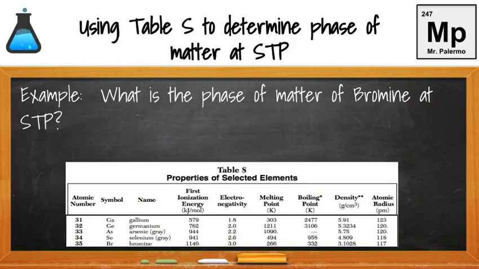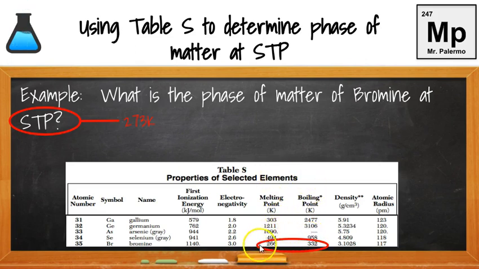Okay, now let's look at using Table S to determine what phase of matter a substance is in at standard temperature and pressure, STP. So here's an example. What is the phase of matter of bromine at STP? First, what I would do in a question is circle STP and write the standard temperature from Table A, 273 Kelvin. So now I have a reference point. Then I would locate bromine on Table S, which is atomic number 35. Here it is. And we go across and we see we have the melting point and the boiling point.